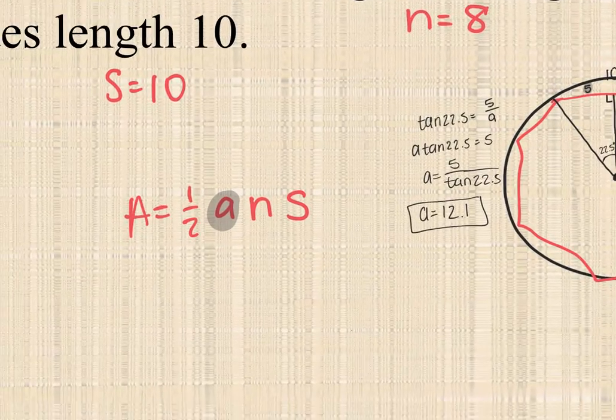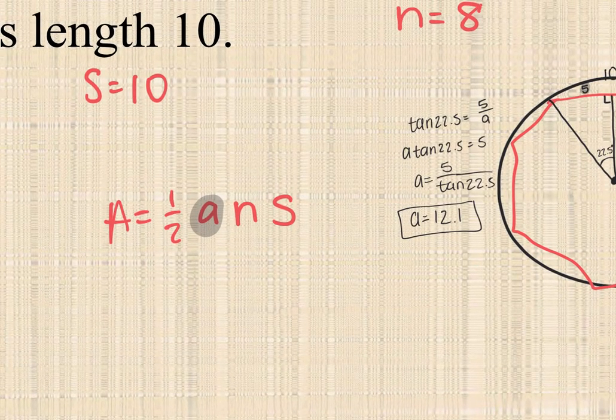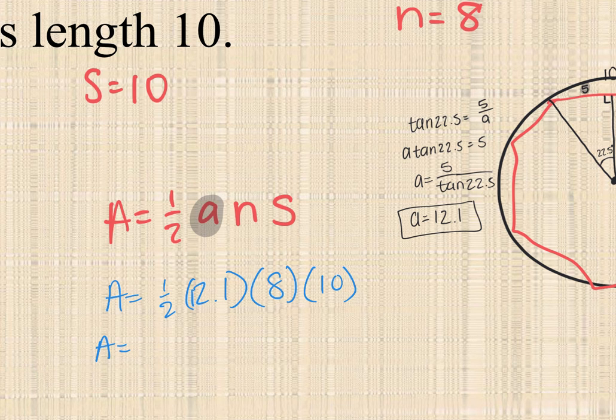Once we have the apothem, now we have everything to find the area. So again, our area is going to be 1/2 our apothem, which was 12.1, times the number of sides, which was 8, times the length of each side, which is 10. We plug all of that in: 0.5 times 12.1 times 8 times 10 gives us 484 units squared.